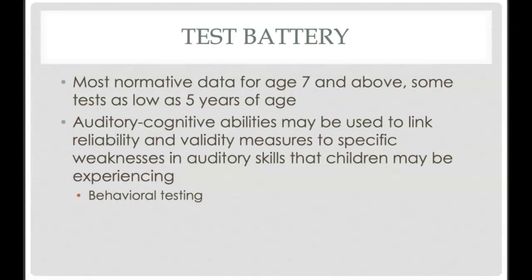Now, again, here it talks about 7. Some tests you can go as low as 5 years of age. I don't recommend it. Some of the tasks are pretty complex, so at 5, I think it's difficult for them to understand the task. But I really haven't tested anybody younger than 7. And the auditory cognitive abilities may be used to link the reliability and validity measures to specific weaknesses and auditory skills that they may be experiencing.